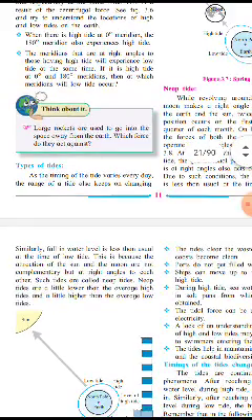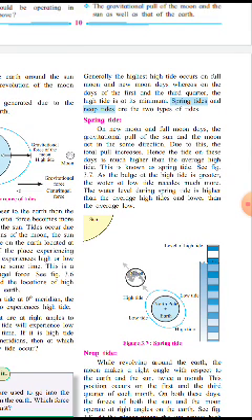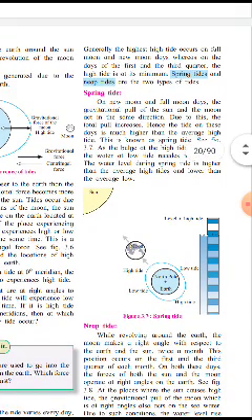Yes, then see, there are types of tides. As the timing of the tide varies every day, the range of a tide also keeps on changing. Generally the highest high tide occurs on full moon and new moon days, because on the days of the first and the third quarter the high tide is at its minimum. We call these spring tides and neap tides, the two types of tides.